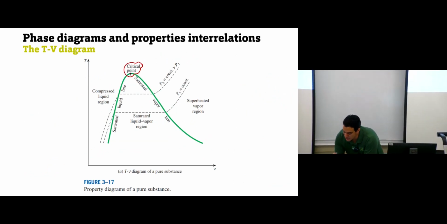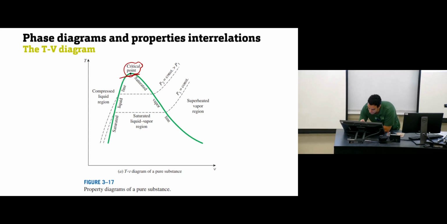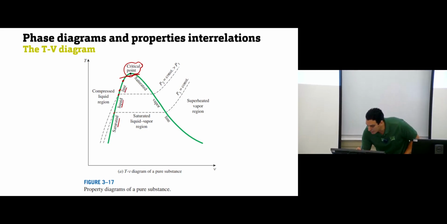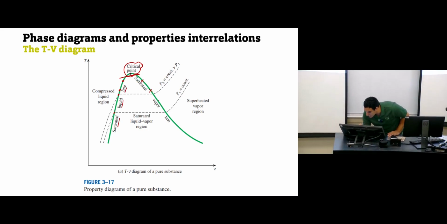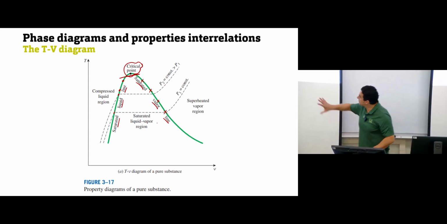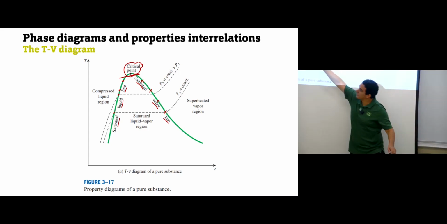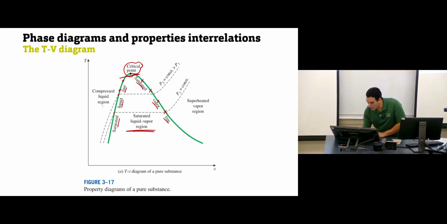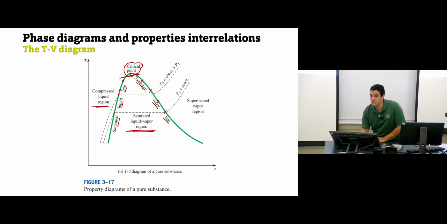So in this TV diagram, we have this critical point. Any point that lies on this curve represents saturated liquid. This is why this line is called the saturated liquid line. Any point that lies on the right side of this curve is saturated vapor, so this line is the saturated vapor line. Any point in this region, just below this curve, will be a two-phase mixture, with liquid and vapor existing together. Any point in this region is compressed liquid. Any point in this region is superheated vapor.